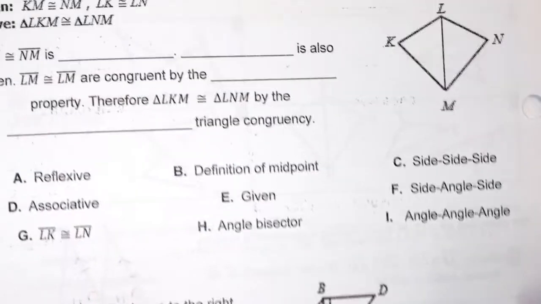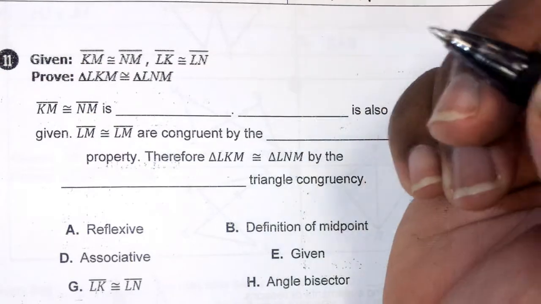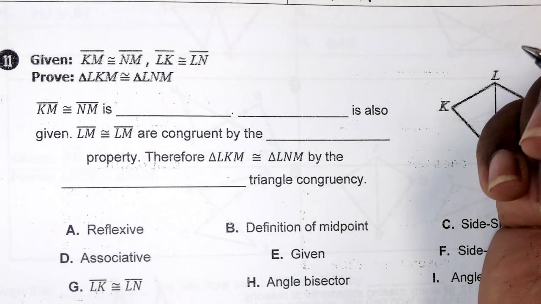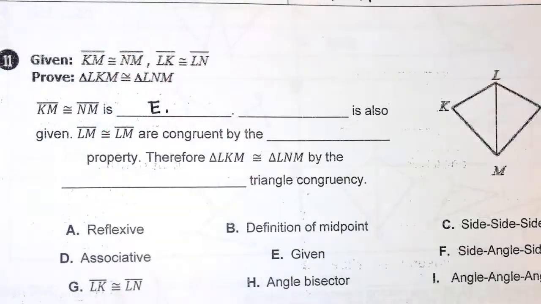Jalen. This one says, given KM is congruent to NM and LK is congruent to LN. Prove triangle LKM is congruent to triangle LNM. So the first part says KM is congruent to MN. That is what? Given. A lot of kids like to put letters up there, but I guess you can because you probably won't be able to fit the whole thing. I guess I'll be okay with that. So E, given.